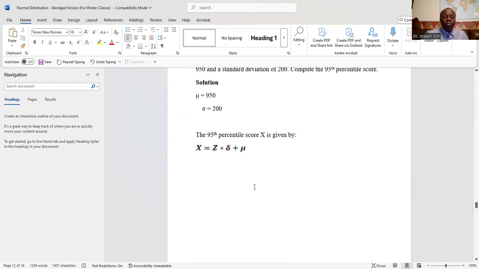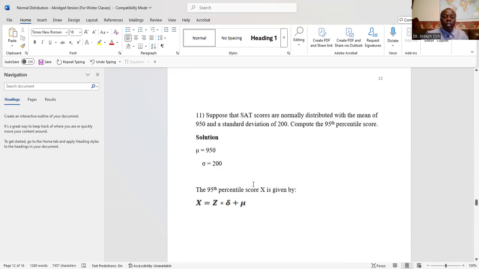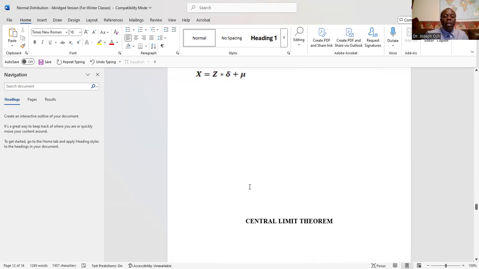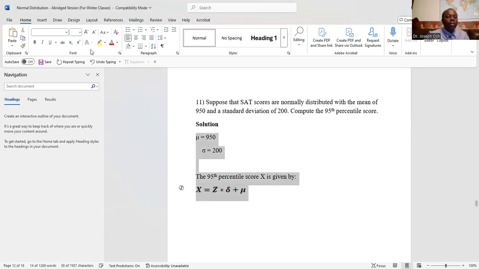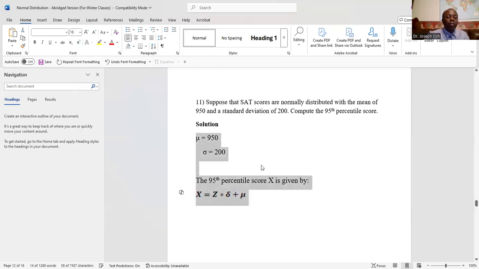So let's look at the last one for today, and we close. Our next class we start from the central limit theorem. Now look at it. It says, suppose that the SAT scores are normally distributed with a mean of 950 and a standard deviation of 200. Compute the 95th percentile score. So now our mean is 950 and the standard deviation is 200.